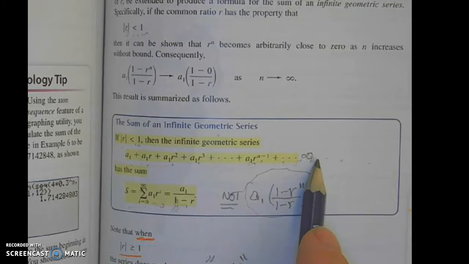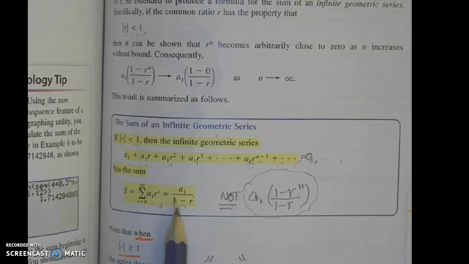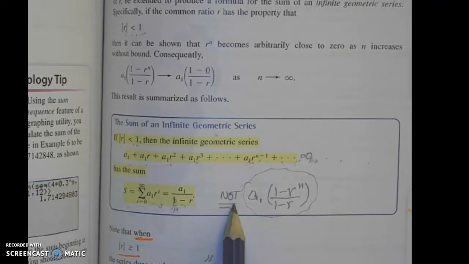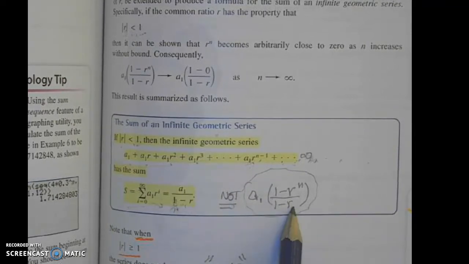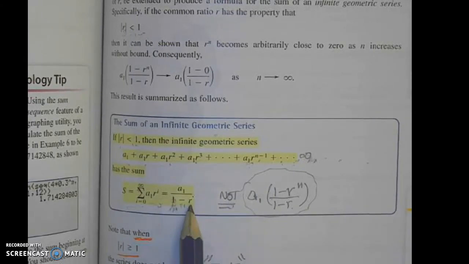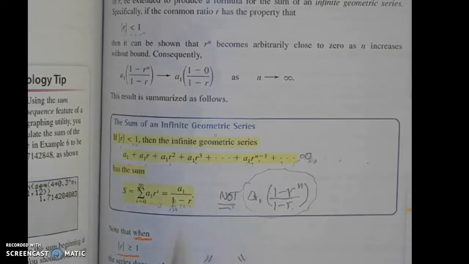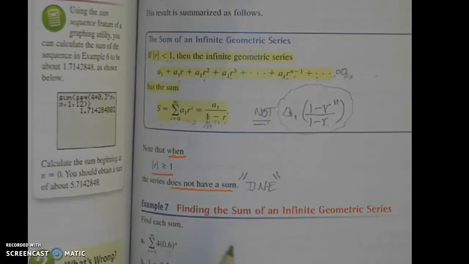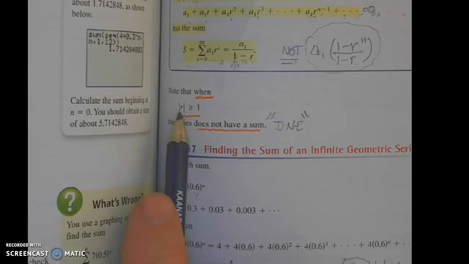We can't do that by just adding them, so instead we use this formula right here. This is not the same formula we had before, which was this one. It's changed. It's much simpler. We put our first term on top. On the denominator, we put 1 minus the common ratio. That's it.